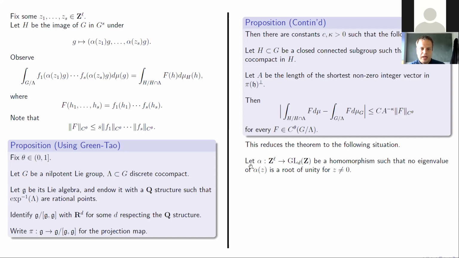So now let's consider a Z^L action, so a homomorphism alpha from Z^L to GL_d(Z), such that no eigenvalue of alpha of z is a root of unity for any non-zero z. This is equivalent to the ergodicity assumption that we made.